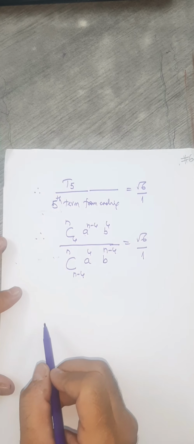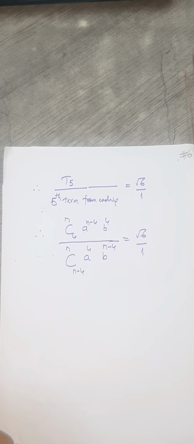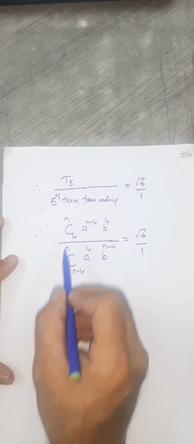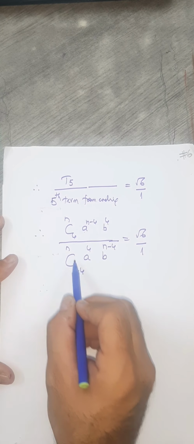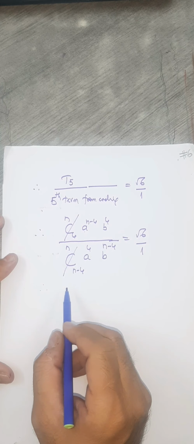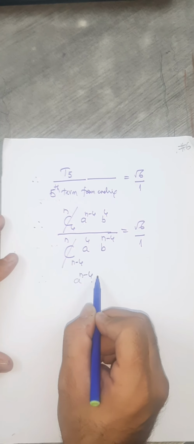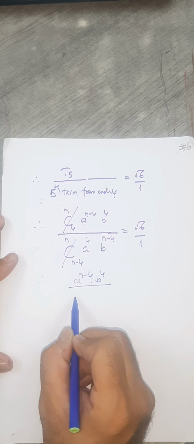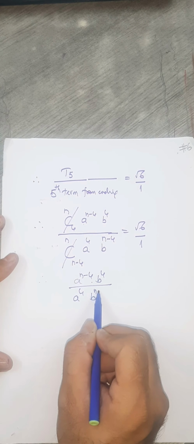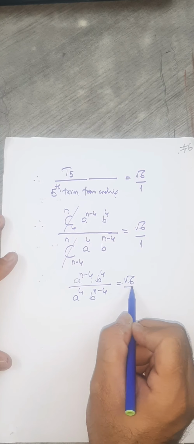Now just recall these two symbols are equal. These and these are equal. So this will get cancelled, remember. Right? So you are left with a raised to n minus 4 into b raised to 4 upon a raised to 4 into b raised to n minus 4 equals to root 6 by 1.